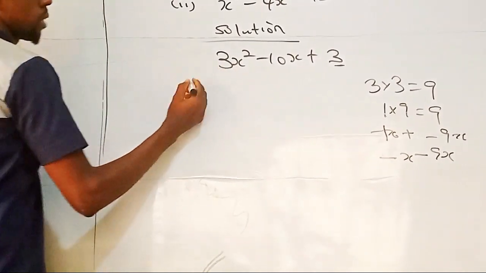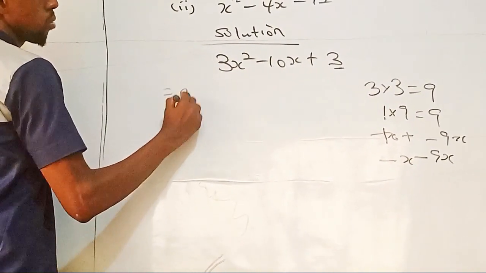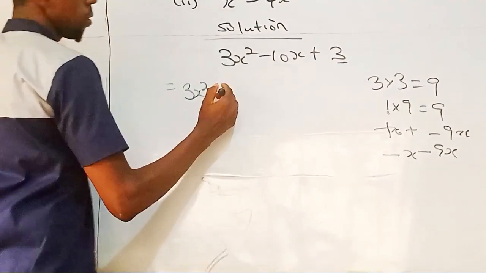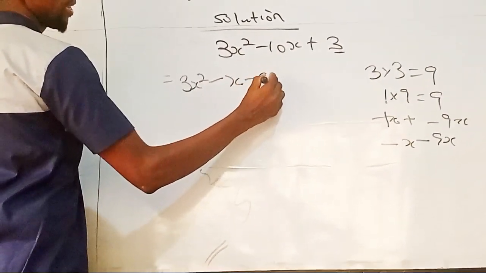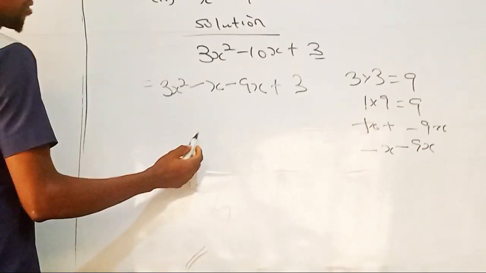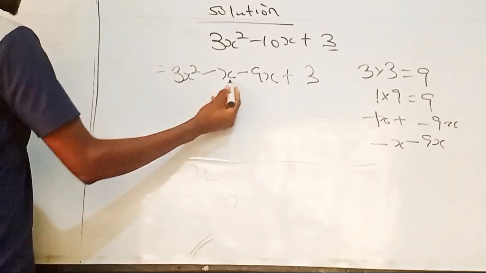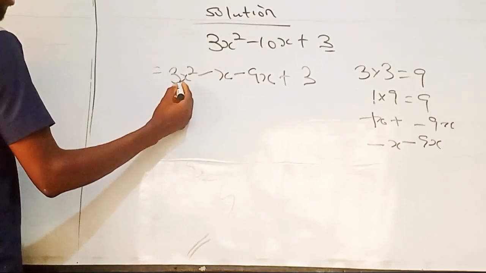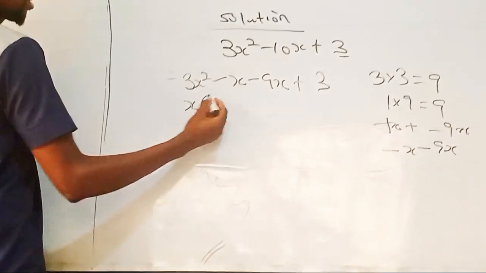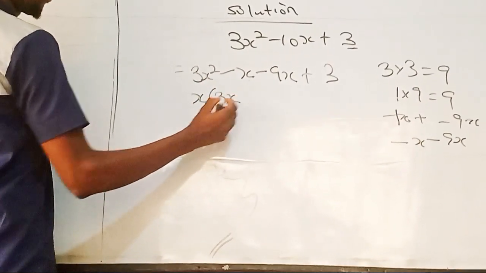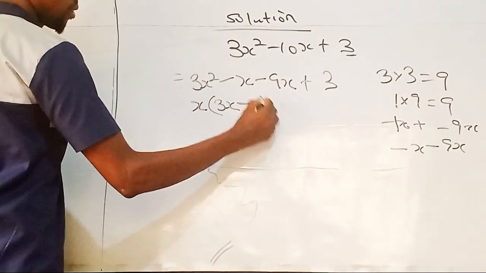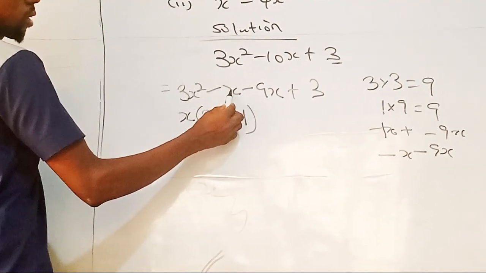So let me now solve. I have 3x squared. Instead of writing minus 10x, I will replace it with this: minus x minus 9x plus 3. So I'll now expand and group. x is common to the two terms here. So I have x times 3x, which is 3x squared, minus 1 times x, which is x.